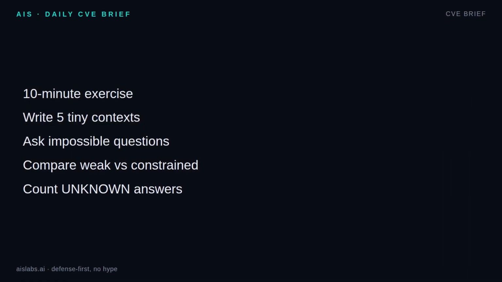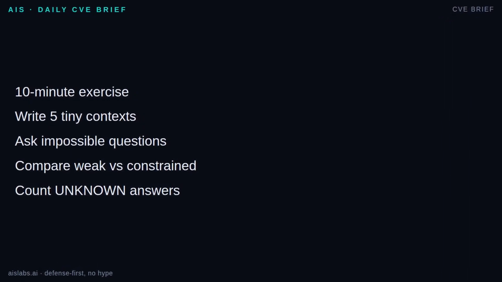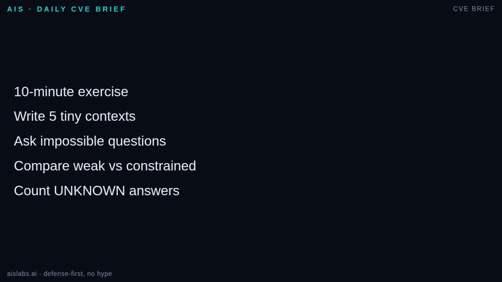Here is a safe 10-minute exercise. On your machine, create 5 tiny context strings: a return policy, a class schedule, a recipe, a product spec, and a meeting note. For each one, ask 2 questions that are answered and 2 that are not. Call the LLM through your normal application programming interface, or API, once with a weak prompt and once with the constrained template from the description. Save the outputs. Count how often the weak prompt invents an answer. Count how often the constrained prompt correctly says unknown. Do not connect tools. Do not use private data.